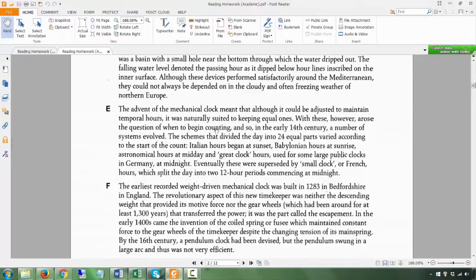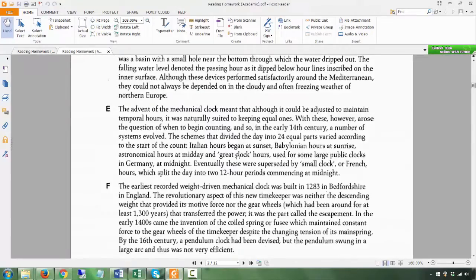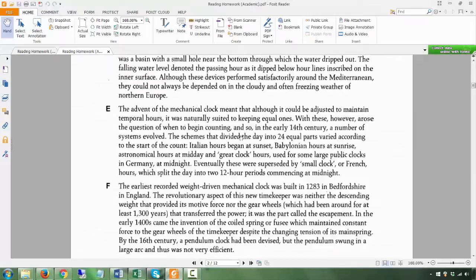So all this began with these, however, arose the question of when to begin counting. And so in the early 14th century, a number of systems evolved. So this all happened at the same time. In the early 14th century, you had all these different societies calculating time using uniform hours. Uniform means equal. So you have all this information. All the keywords are mentioned here. So this is basically E. Let's go to 5.